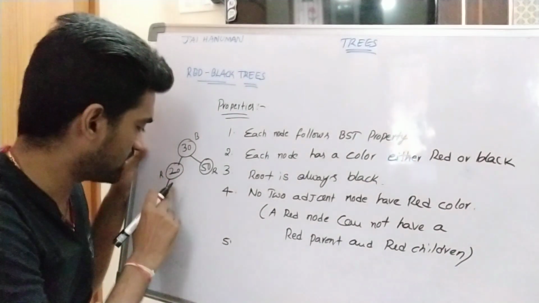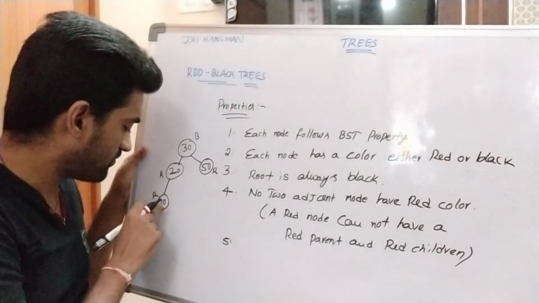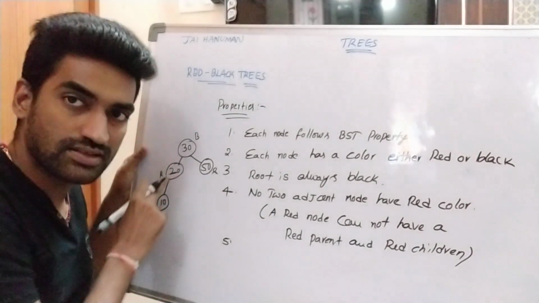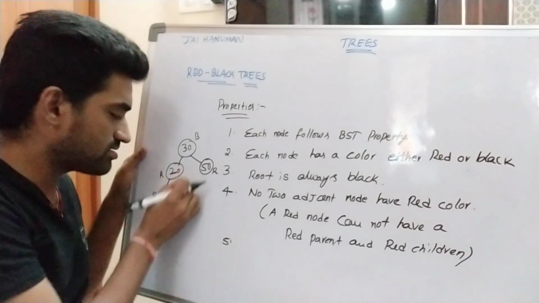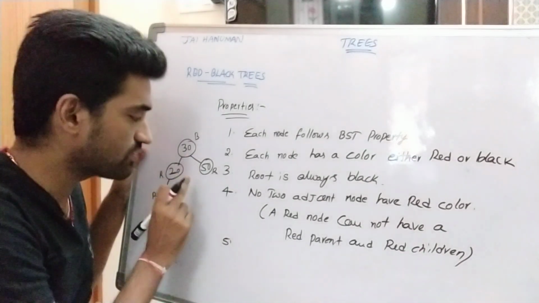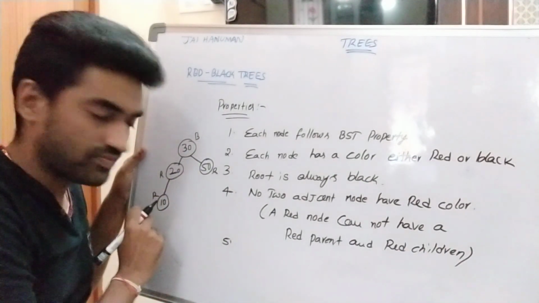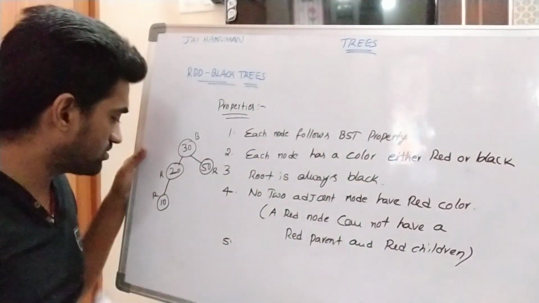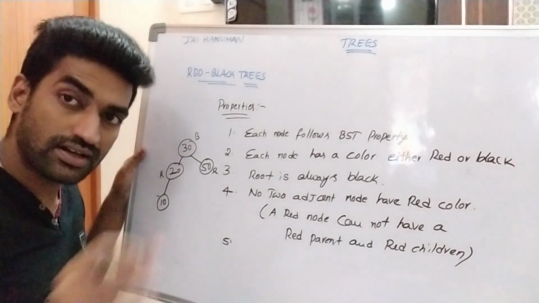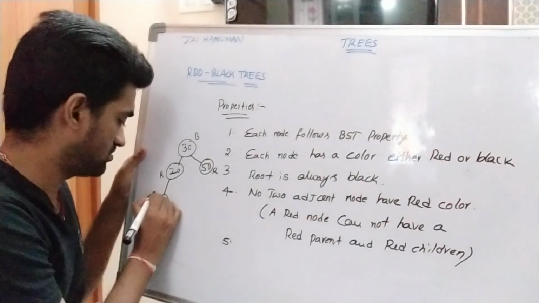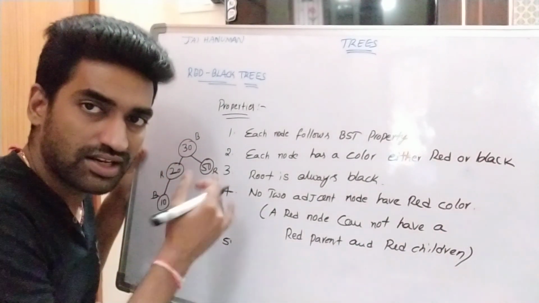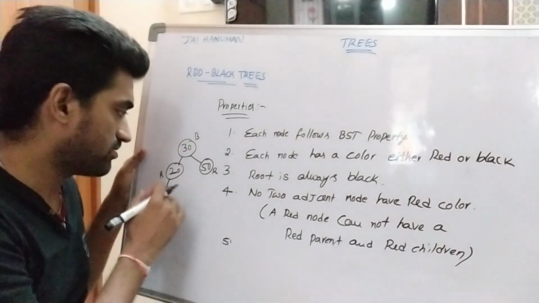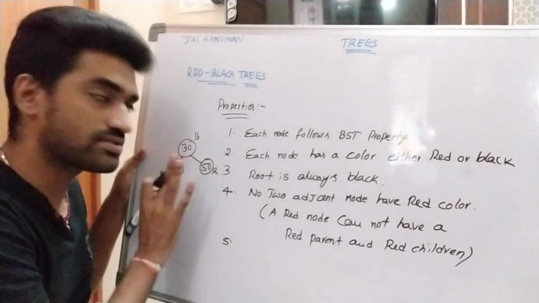Why? Because here what is the parent of 10? 20. That is also labeled with red color. So here a red parent, red children relationship is existing. So that's why this is not a red black tree. Right? So must and should, it contains black. Then it is said to be a red black tree. Right? So the remaining properties are discussed later. So according to this property, this is a red black tree.